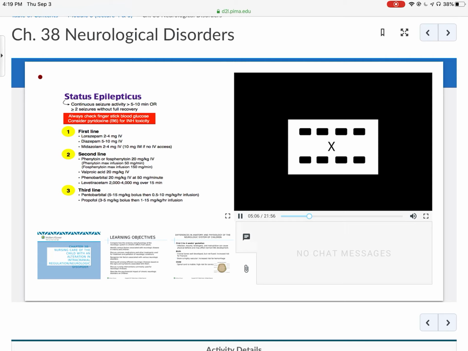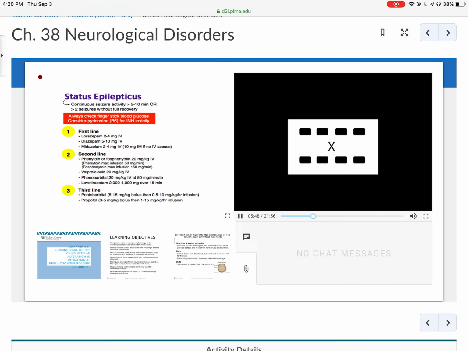So a little slide on status epilepticus: continuous seizure for over 5 to 10 minutes, and that could be different time periods in different books, or 2 seizures without full recovery. Full recovery is not them going into the post-ictal period. It would be them going back to their pre-seizure state, whatever that may be. If you think about a kid with developmental delays, they're not going to go back fully functioning. They're going to go back to their pre-seizure state. With status epilepticus, you really want to stop that seizure.